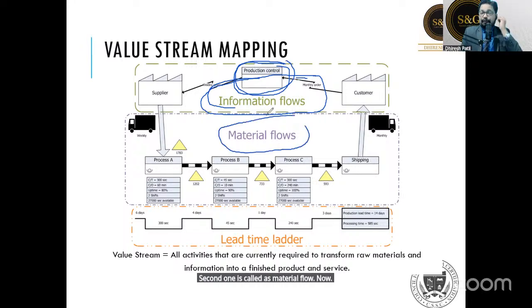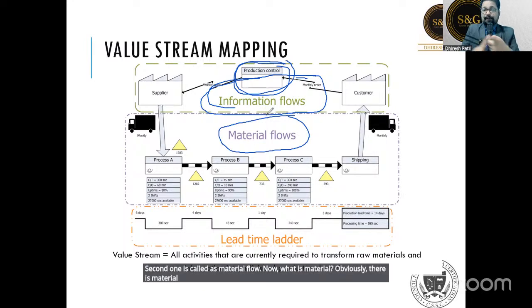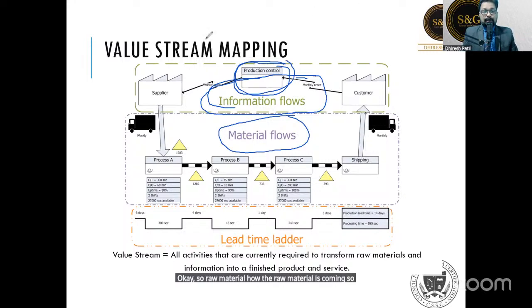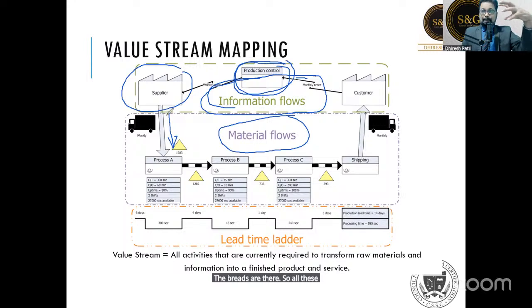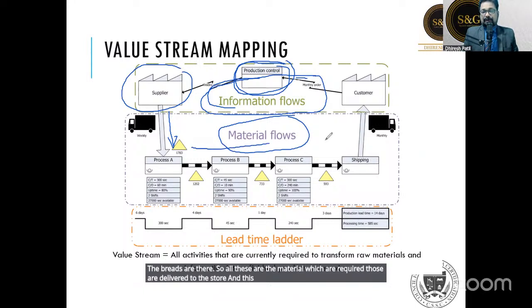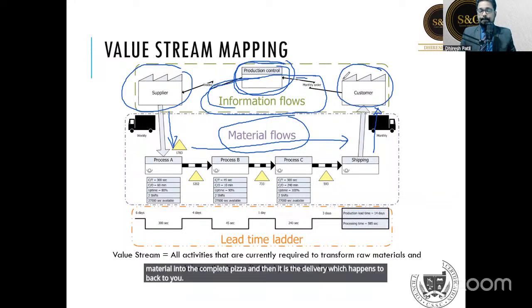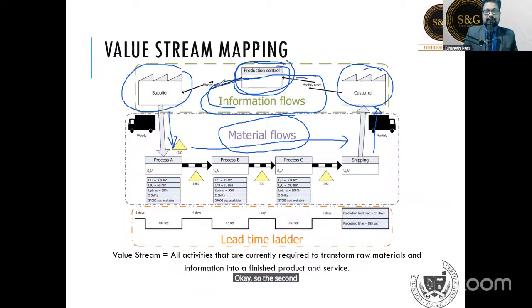Now, what is material? Obviously, there is material involved here. There is raw material which is being converted into finished goods. How is the raw material coming? There is a supplier of raw material, giving the dough, the toppings, and some other ingredients like sausages and breads. All these are the materials which are required. Those are delivered to the store, and this is the entire process of conversion of that raw material into the complete pizza, and then the delivery happens back to you as a customer. So the first one is the information flow here.